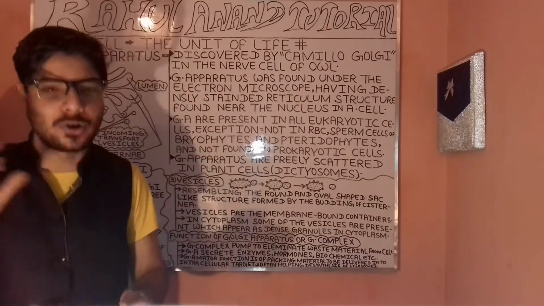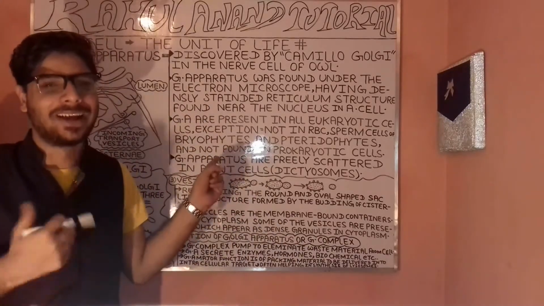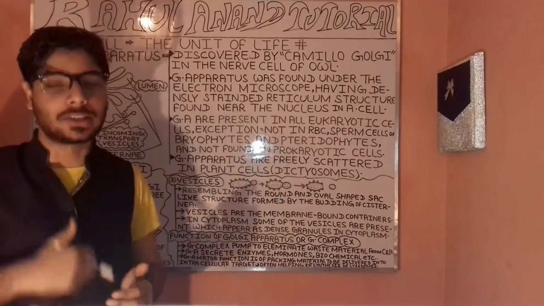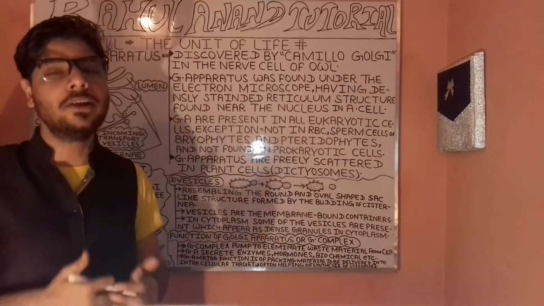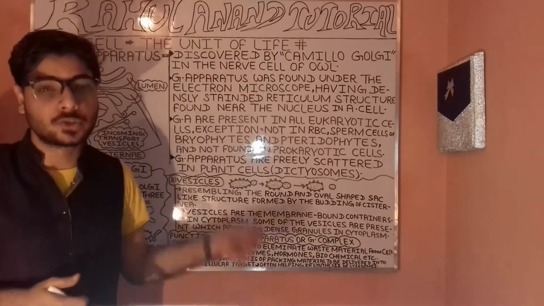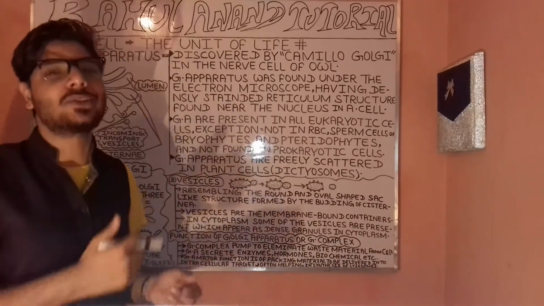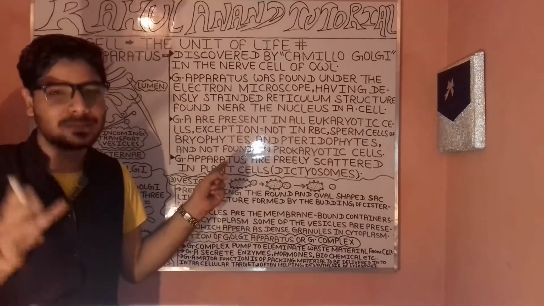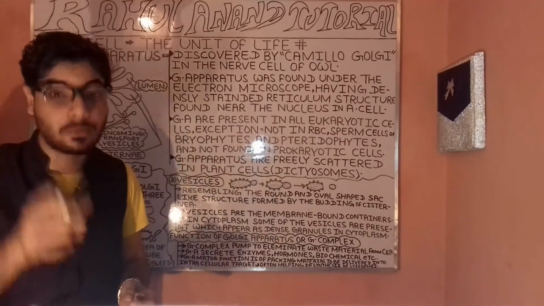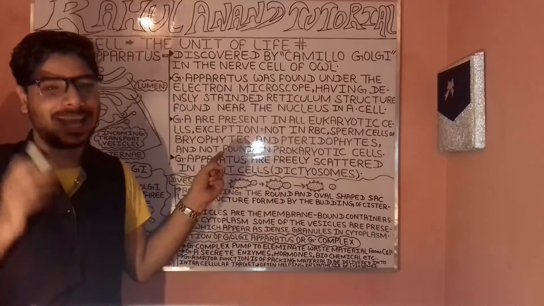Now let's understand the Golgi apparatus. Primarily, when we are talking about this, you have to understand certain facts. It was discovered by whom? It was discovered by Camillo Golgi. Camillo Golgi was the scientist who particularly demonstrated these in the nerve cells of the owl, that is, the Golgi apparatus.